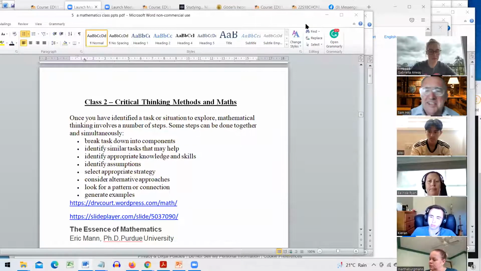So welcome to the second session on maths, critical thinking and Christian faith in God. We're going to start off by looking at critical thinking methods and how they apply in mathematics, and then we'll look at faith in God and connections to mathematics.